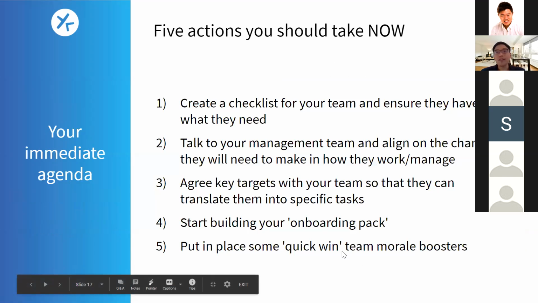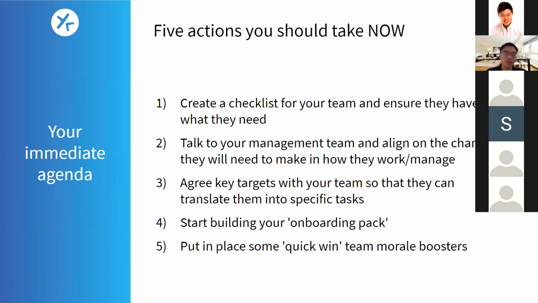So to summarize, I think I'm running out of time here. So 5 actions. If you say, okay, that was all interesting, what do I do now? Number 1, create a checklist for your team and ensure that they have what they need, right? And think of ways to help them solve problems. Number 2, you might need to talk to your management team and help them understand what kind of changes they will need to make in how they are going to work and manage their team, right? Different people might do things differently if you have a large team. So how do you get some consistency and make sure that everybody is following the right procedures?